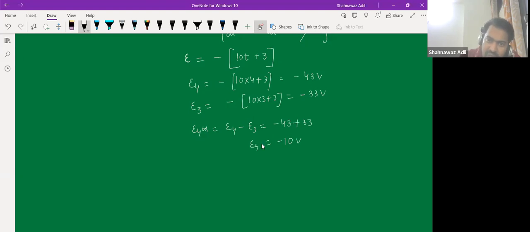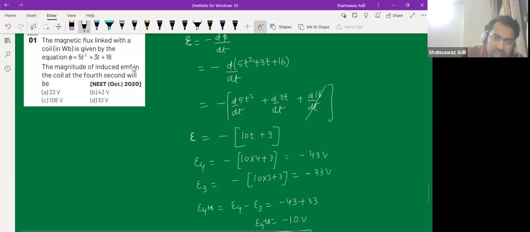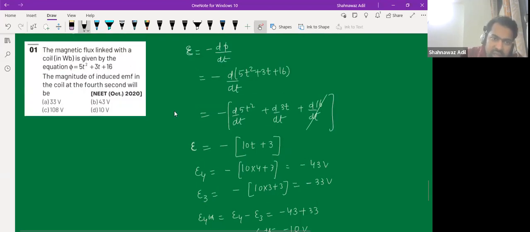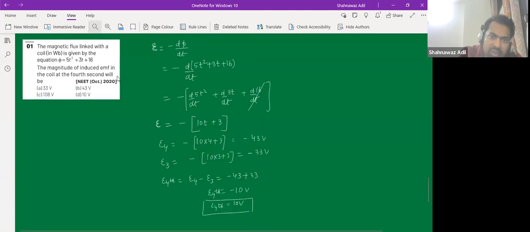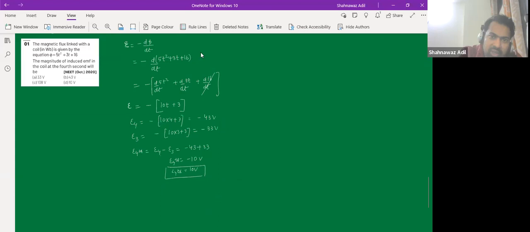If we take only the magnitude, that would be 10. So this would be the answer. This is a simple question that they have asked. Please note it down, and if you guys have any doubts, please tell. Then we'll stop here. In the next class, please note it down.